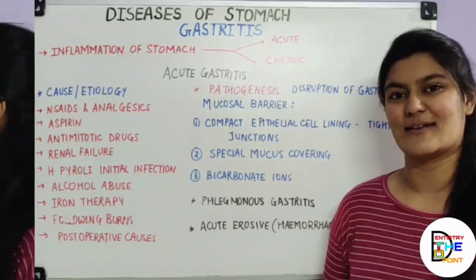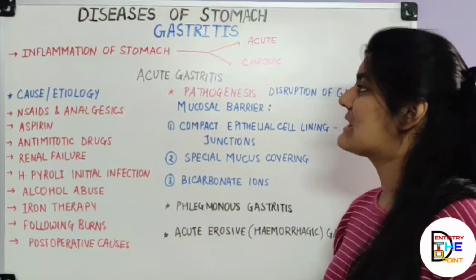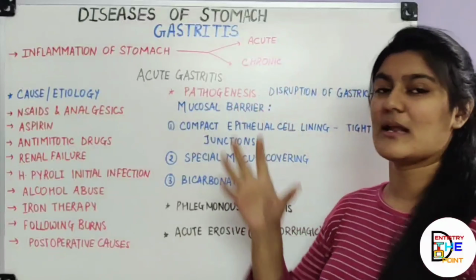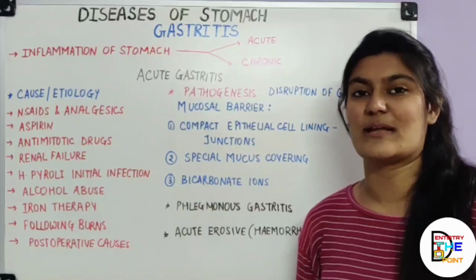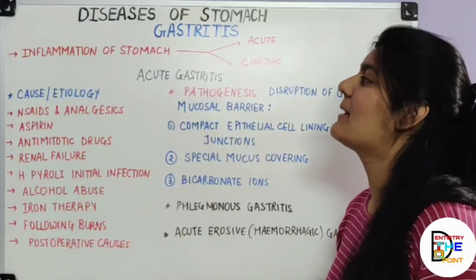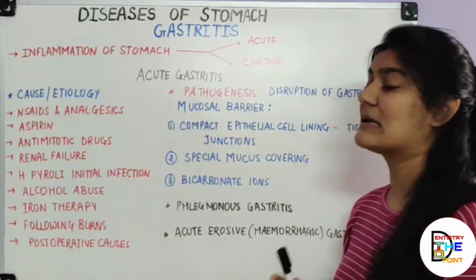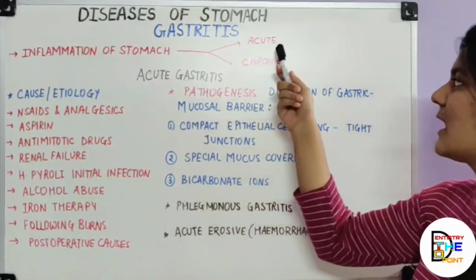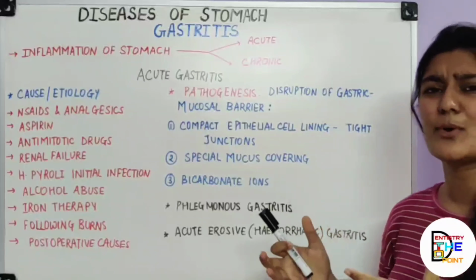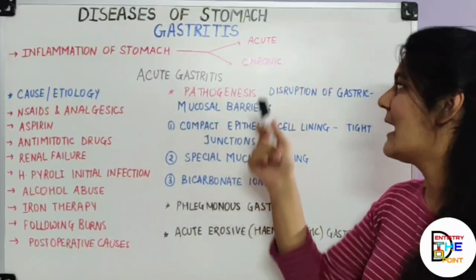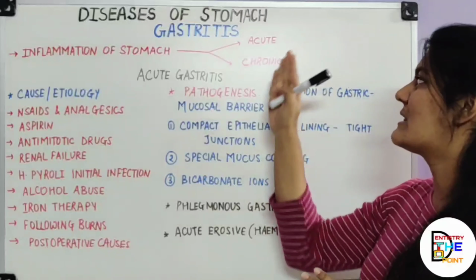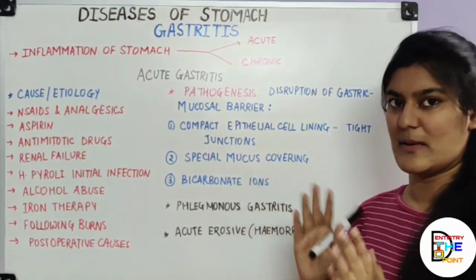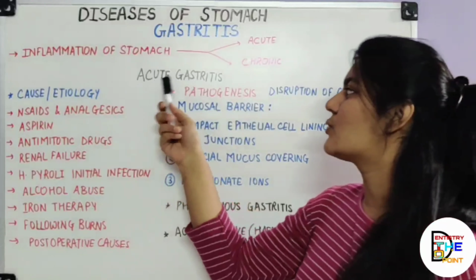So let's get started. The word gastritis itself means, that is itis, that is inflammation of the stomach or the gastric mucosa that is present. So it is nothing but inflammation of the stomach, and it can be of two types, namely acute, that is abrupt onset or for a short duration of time, and chronic, that persists for a longer duration of time. Okay, so we'll see both of them separately, starting with acute gastritis.